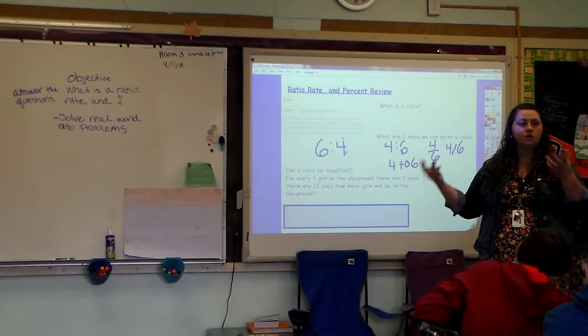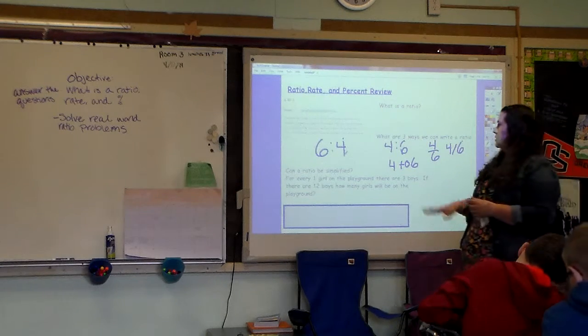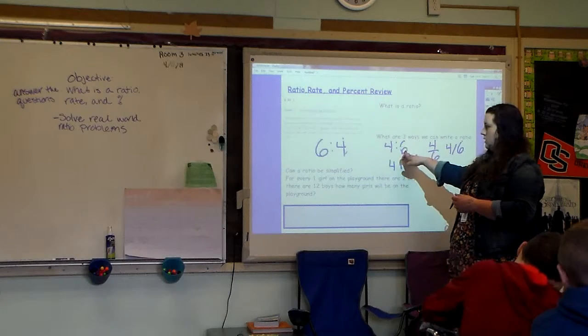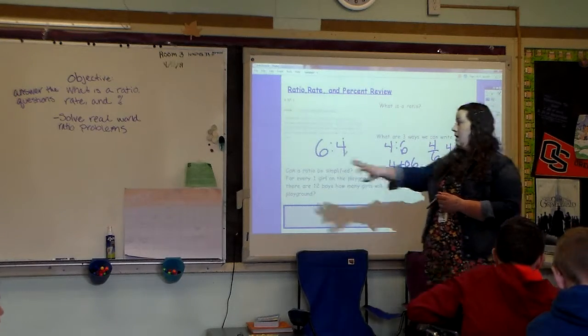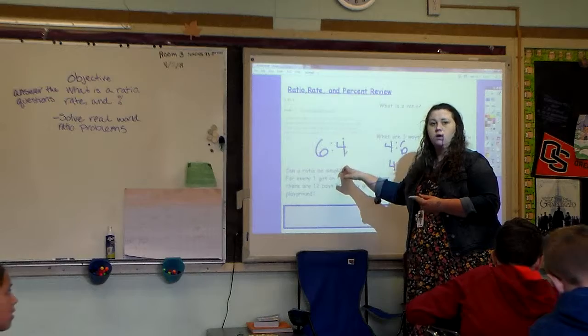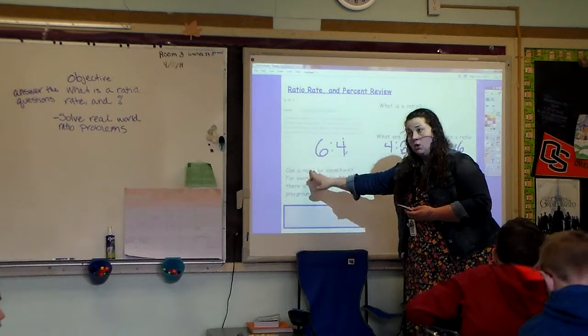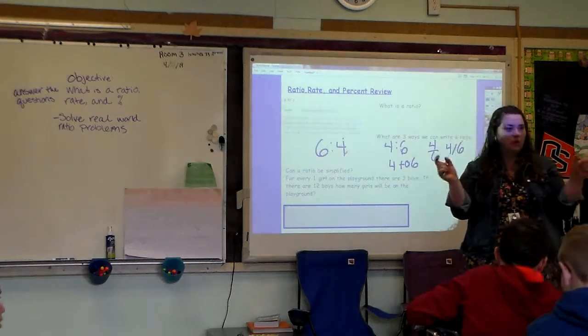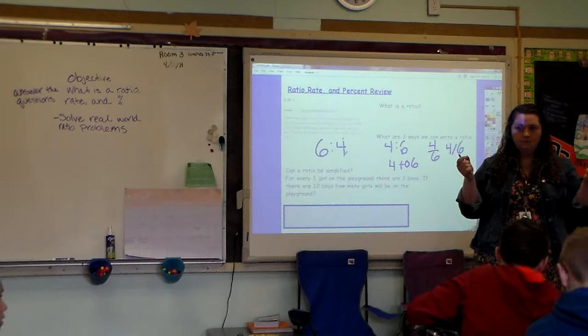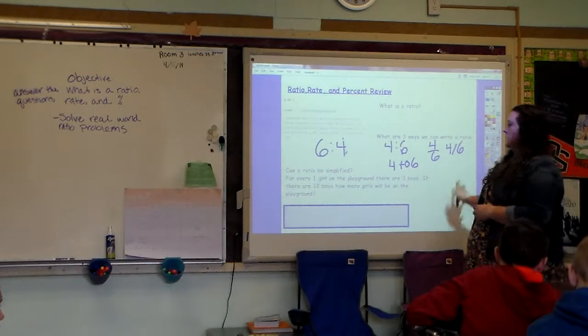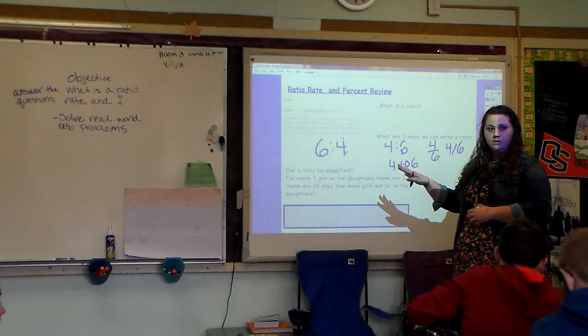Yeah, so whatever my quantities are would have to switch. So if this was 4 boys to 6 girls, this would not be able to be 6 boys to 4 girls. This would then have to be 6 girls to 4 boys. You have to keep those quantities tied together. Okay, so this is the first big idea.